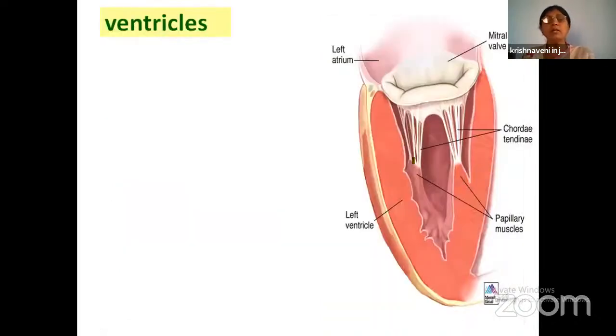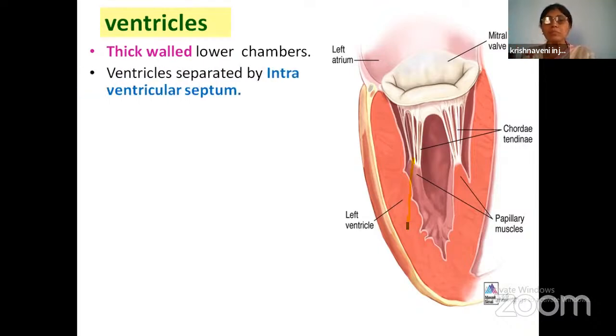Next, we'll enter into the ventricles. Ventricles are the lower chambers. They are bigger than the atria. The lower chambers are called ventricles. They are thick-walled, whereas the atria are thin-walled. These are thick-walled lower chambers. Ventricles are separated by the interventricular septum.